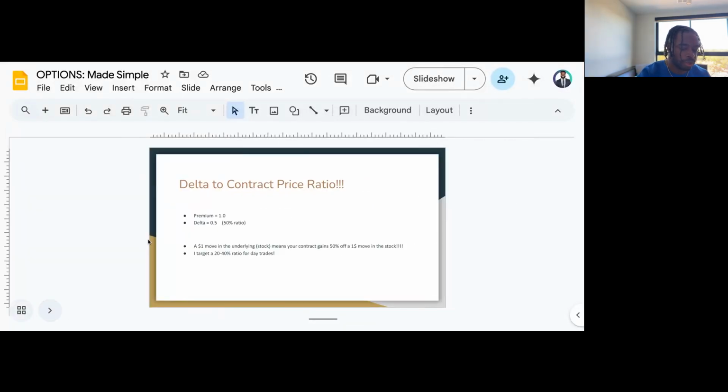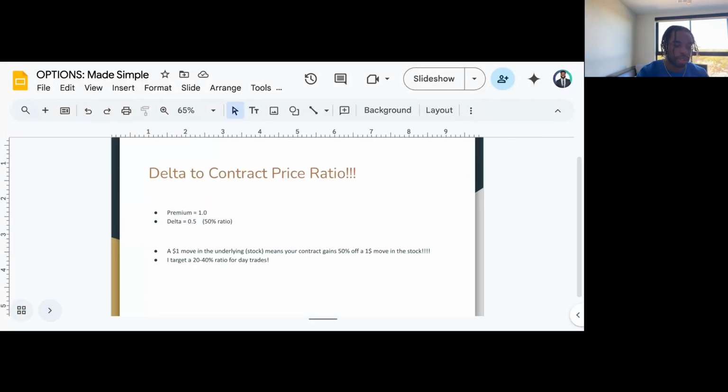All right, so we stopped off here at the delta to contract price ratio. Last time we talked about volume, and what delta is, and how with every dollar increase or decrease in the underlying, delta tells you how much you're going to gain on your contract. Let's say your premium is $1, which just means you're paying $1 for this contract, so $100 because you're controlling a block of 100 shares. So your premium is 100. Your delta is 50, so this is a 50% ratio. Your delta to contract price ratio is 50%.